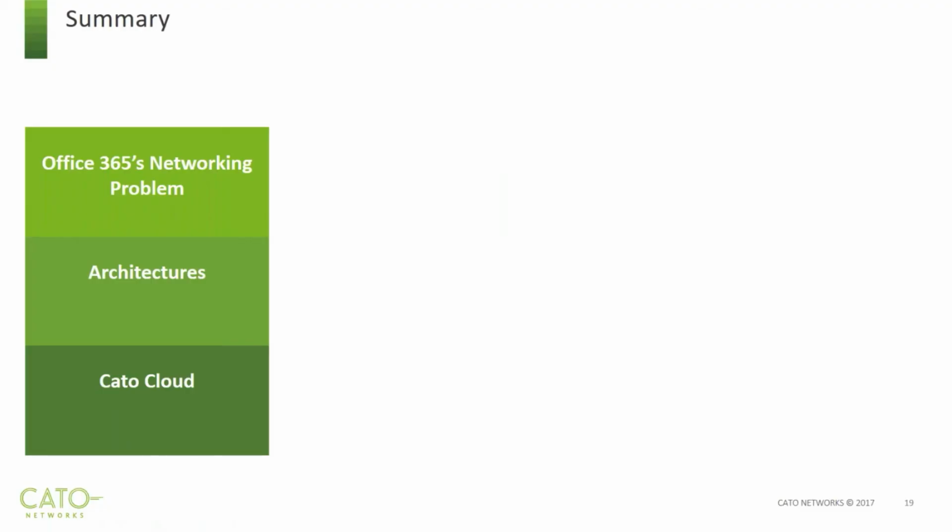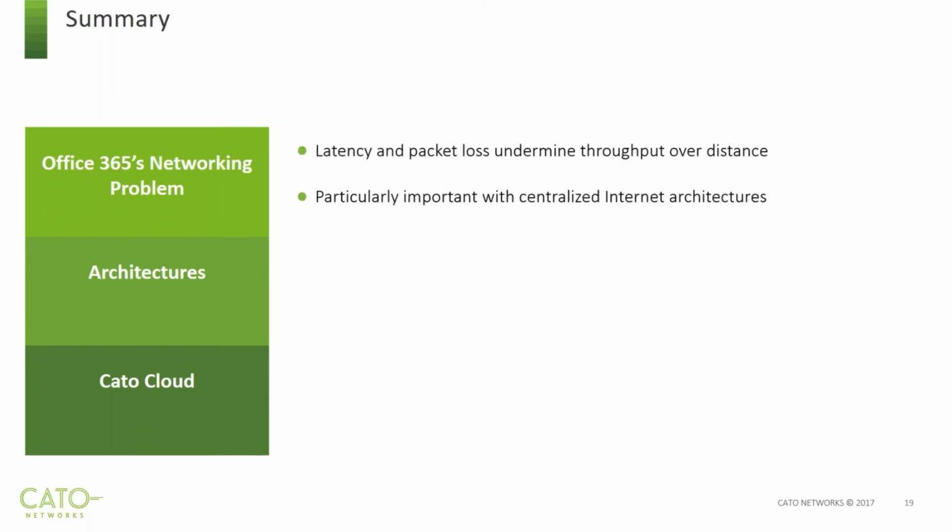So let's go over a little bit about what we've discussed here today. And Steve, feel free to keep me honest here, jump in if I'm missing anything, all right? We've covered three basic issues. We've talked about Office 365's core challenge as it relates to networking. We've talked about a variety of architectures that address those challenges, and then we've honed in on the Cato Cloud.